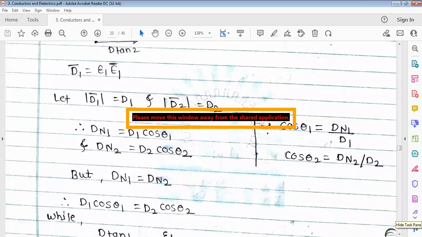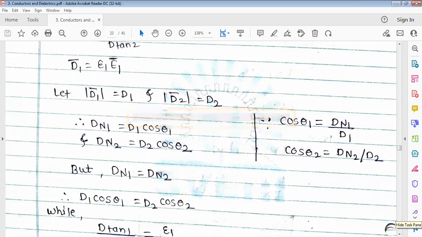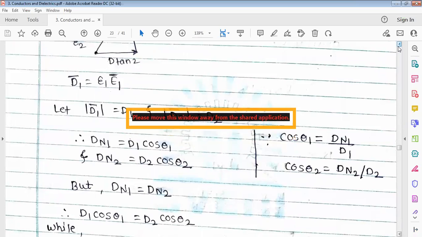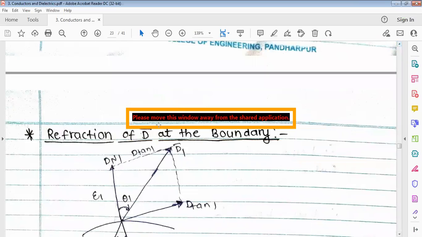So here, the relation between D bar and E bar is D1 bar is equal to epsilon 1 into E1 bar. Okay, and mod of D1 bar is equal to D1, mod of D2 bar is equal to D2. Now we have to find here the Dn1 and Dn2. So from this refraction figure, Dn1 and Dn2.